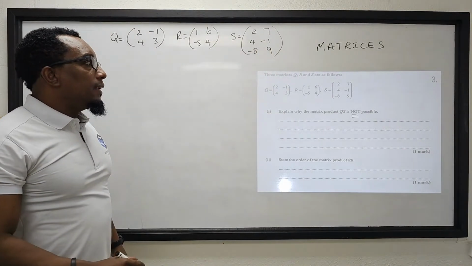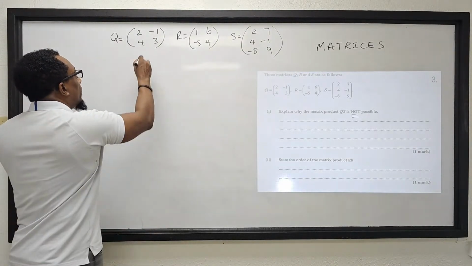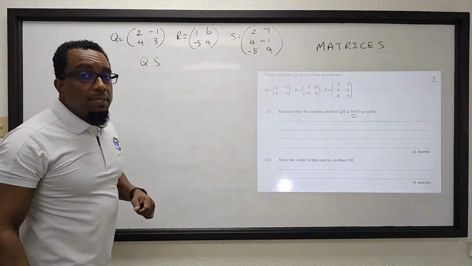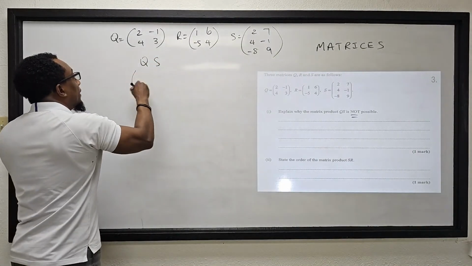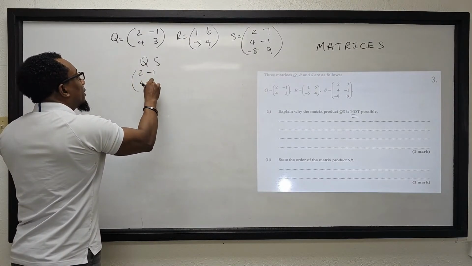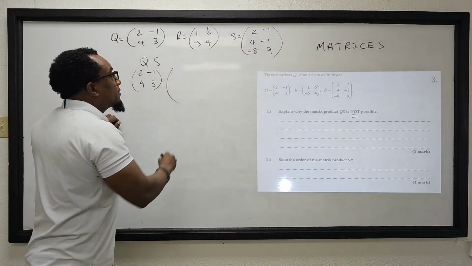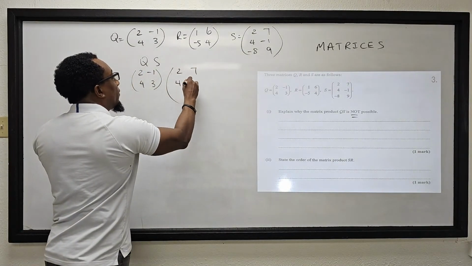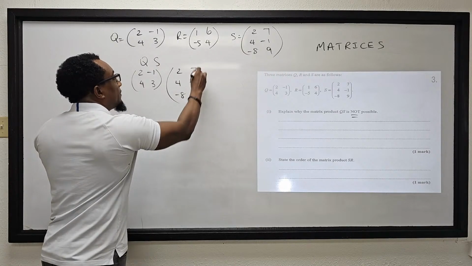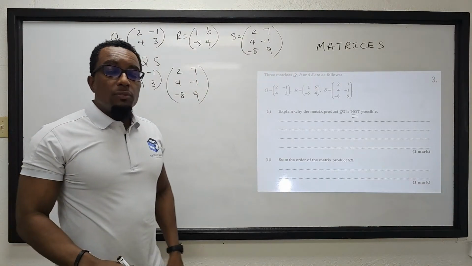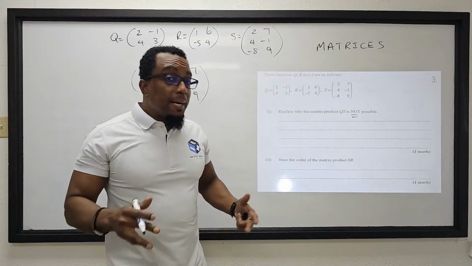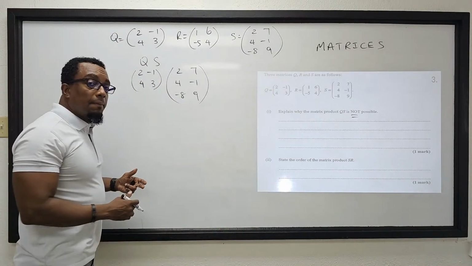So explain why the product QS is not possible. QS, that's Q multiplied by S. Let me set it up in the order. Q first: 2, negative 1, 4, 3, times S: 2, 7, 4, negative 1, negative 8, 9. Remember, when we're multiplying two matrices, we must ensure that they're compatible, right? How do you know when two matrices are compatible?